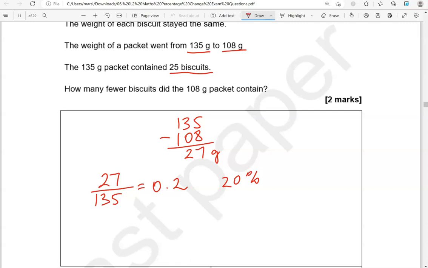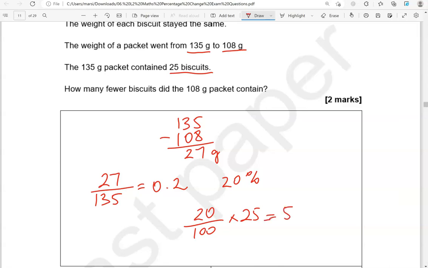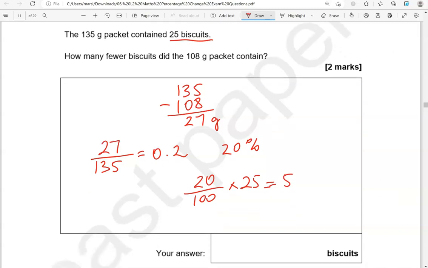If we work out 20% of 25, we can work out how many biscuits fewer there are in each packet. So 20%, we know, is 20 out of 100 of the 25 biscuits. So that is 0.2 times 25, that is 5. So in each packet there are 5 biscuits fewer.